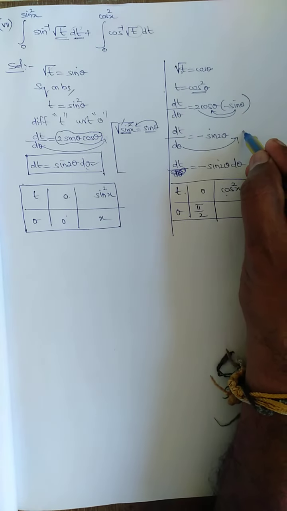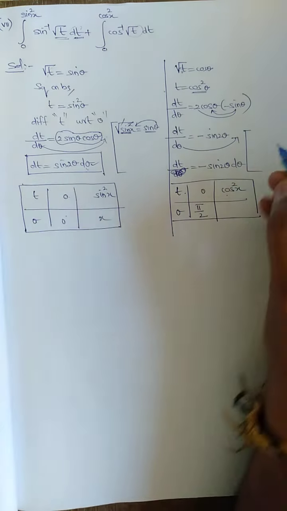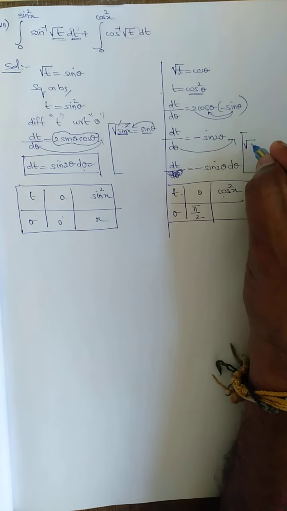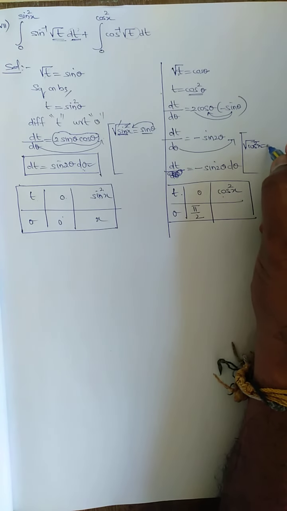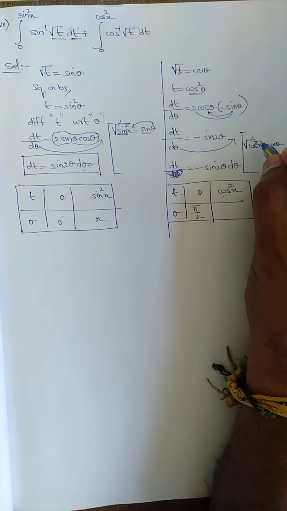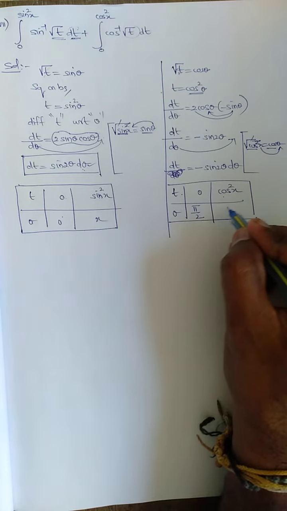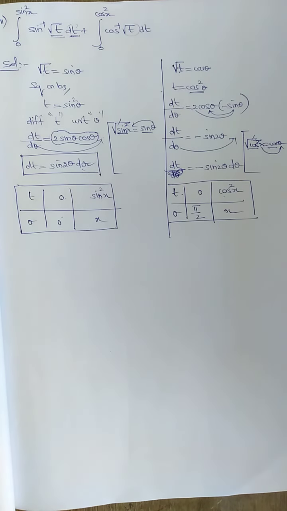If I am going to put the same thing I did on this side, cos square x, no. Square root of cos square x is equal to cos theta. The square root and cos cancel, therefore theta is equal to x. The same procedure, theta is equal to x. So after doing this, I need to apply it here. After doing all the things, I need to apply it here.